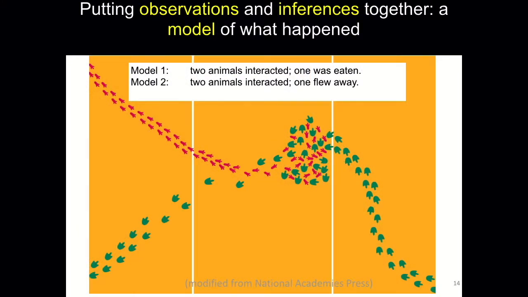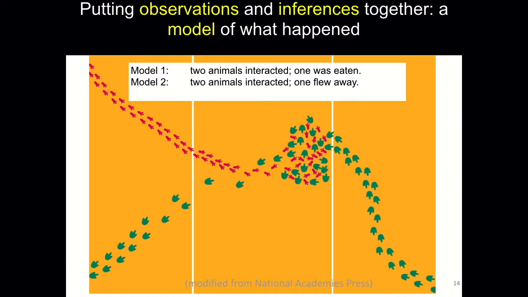Well, if we put together our observations and our inferences, we can basically build a model of what happened in this particular case. One of our models might be, well, the 2 animals interacted as we move from left to right, and that one of them was eaten. We can see that there's only one set of what we infer to be footprints moving off to the right.